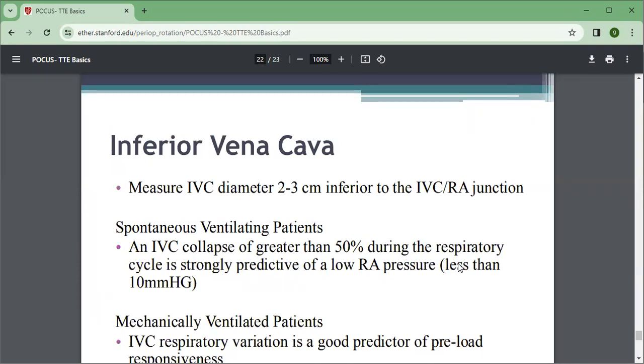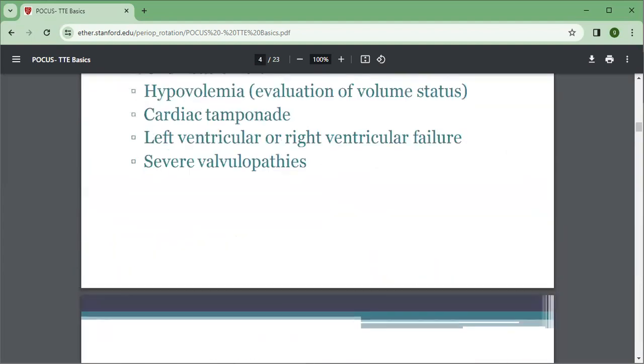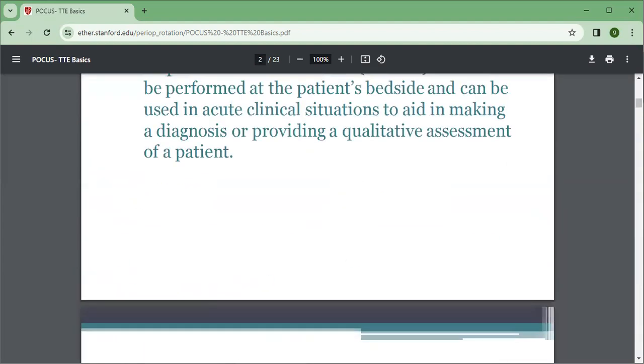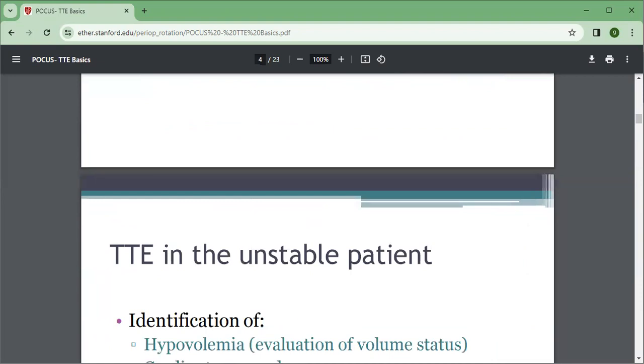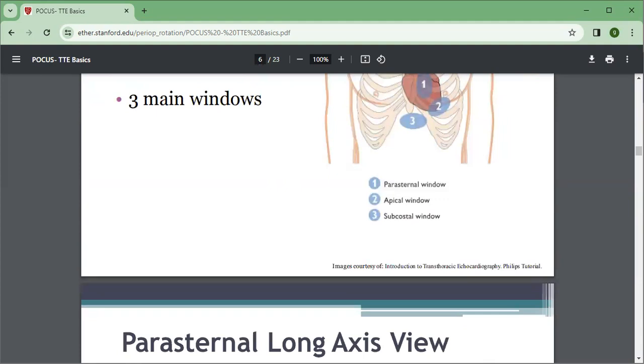Now, thank you very much for listening to this topic about the various views: the parasternal view, apical view, and subcostal view. The summary is that the parasternal window is at the fourth intercostal space, left of the sternum, directed towards the right shoulder.